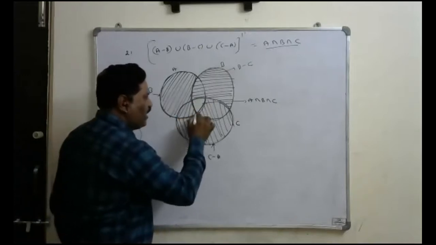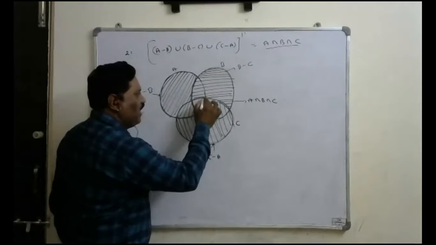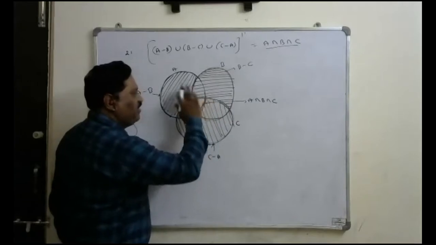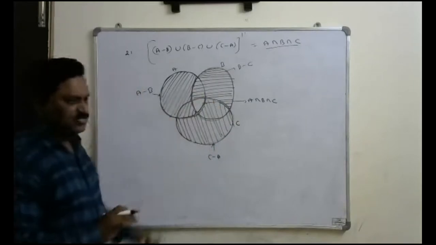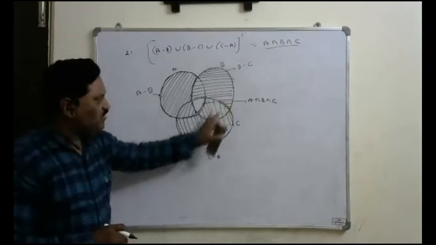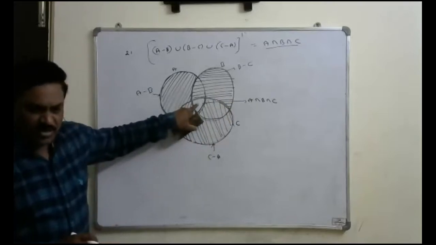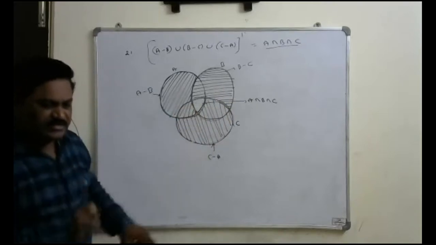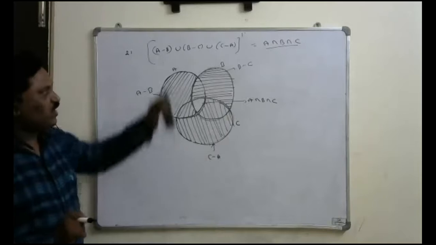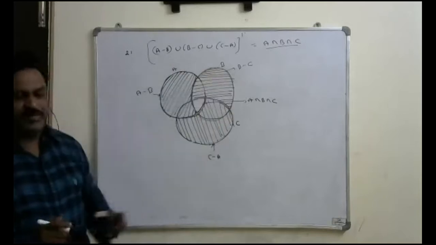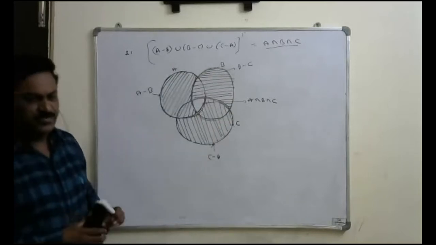In this part only there are no hashes. That's why, except this area remaining, everything is covered by the hashes. So dash is there, that's why you should not consider this. You have to consider this area only. That is going to represent A intersection B intersection C. That's why this is equivalent to A intersection B intersection C. That is all. Okay.